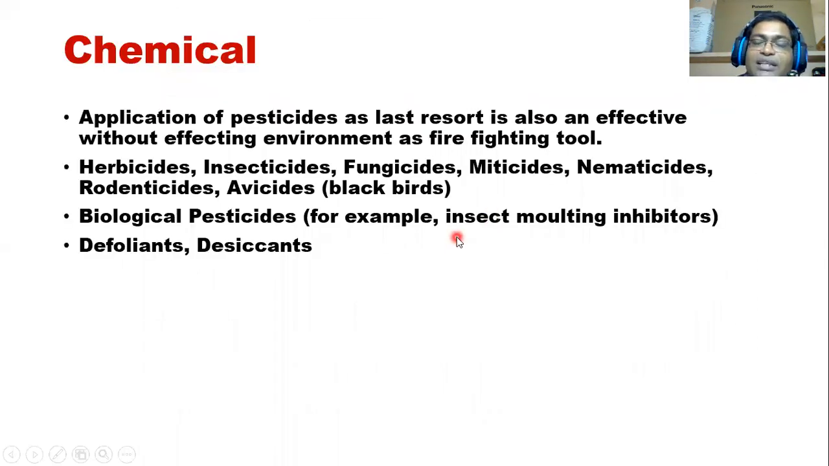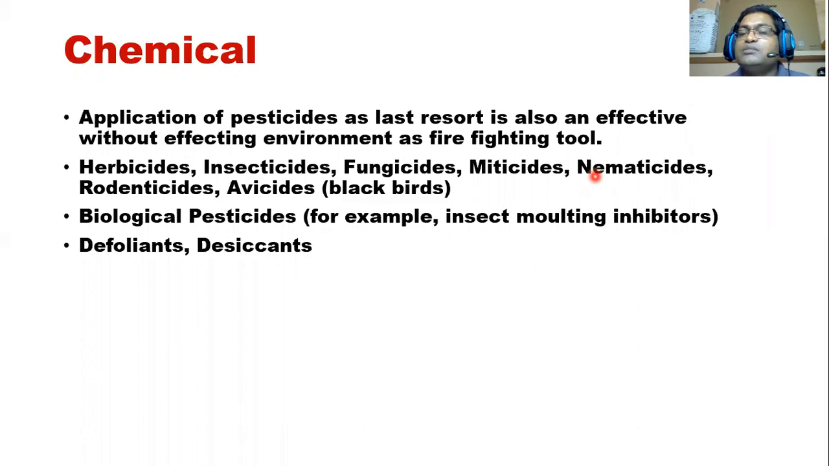If all the techniques, cultural, mechanical, physical, botanicals, autocidals, pheromones, are not working, and the pest is causing severe damage, it's an epidemic situation. You can use chemicals as a last resort, I mean as a firefighting tool. The chemicals are dangerous, and they have different names: herbicides used for weed control, insecticides for insects, fungicides for fungi, miticides for mites, nematicides, rodenticides for rodent control, and avicides for bird control.